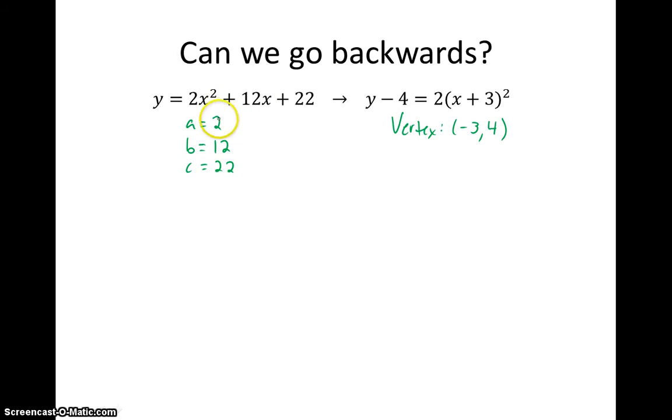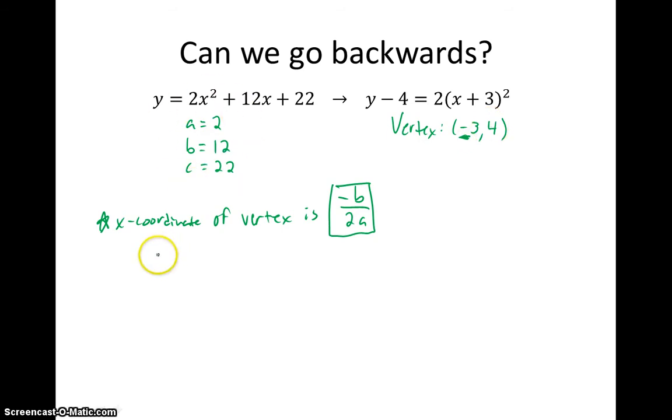So what we can do is the x-coordinate of the vertex. Make sure you write this down. The x-coordinate of the vertex is negative b over 2a. So that negative b over 2a is going to give us this x-coordinate of the vertex. Let's see if that works. So we have our a, b, and c here. So let's do negative b over 2a. Well, negative b over 2a is going to be negative 12 divided by 2a. Well, that's 2 times 2, which is 4.